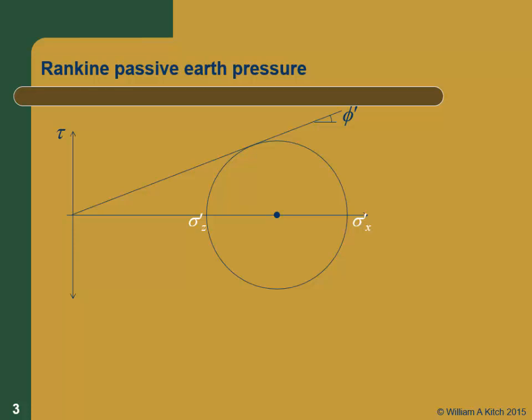Okay, so let's look on the high side. Wait, which one of these is the passive and which one's the active condition? Is the big one the passive condition or the active condition? Right? Horizontal stress higher than the vertical stress. That's the passive.